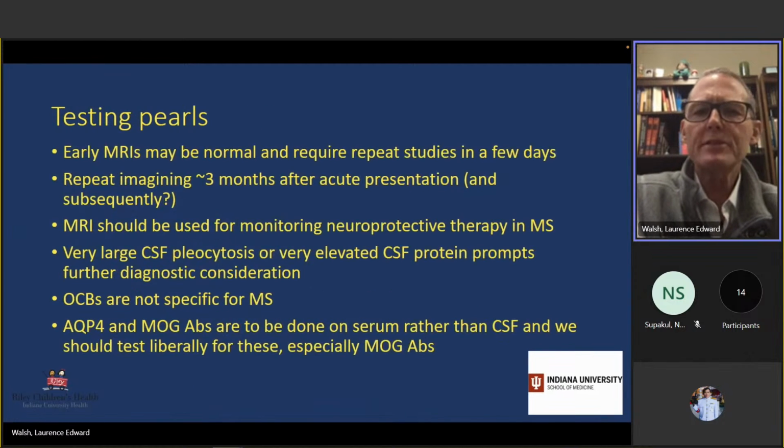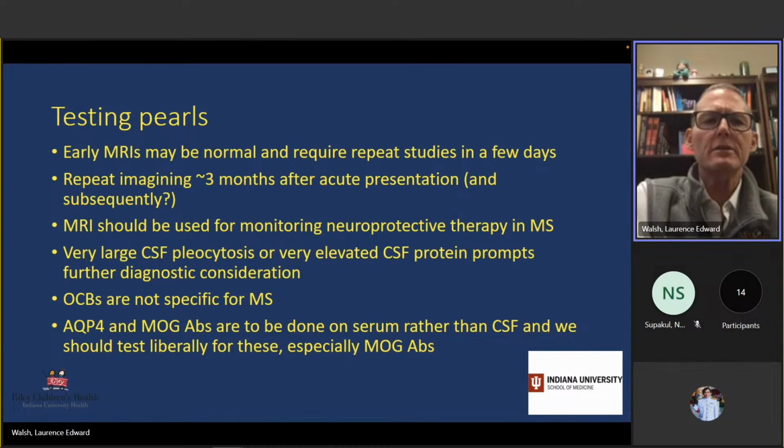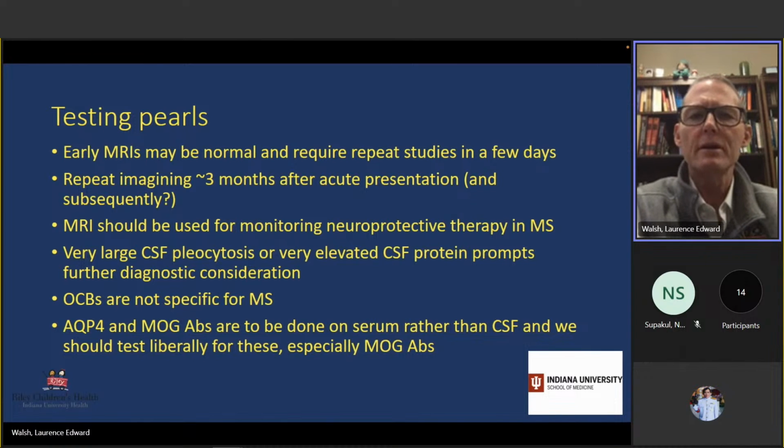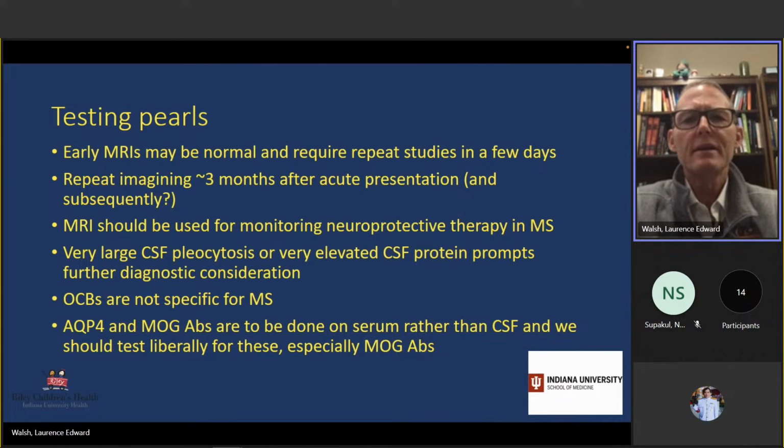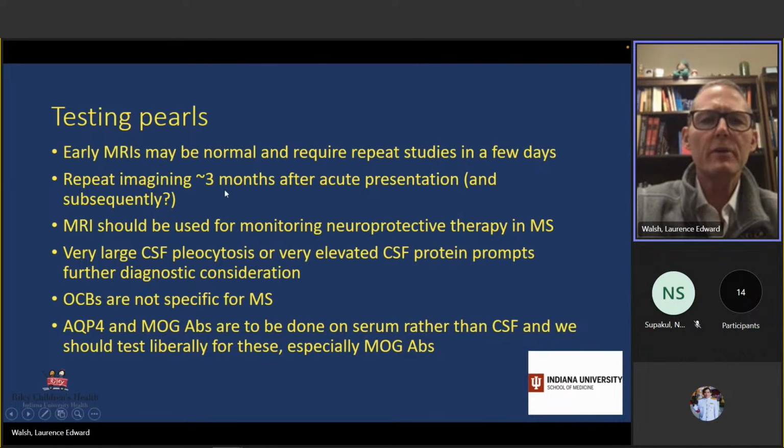Some of the testing pearls I think about: early MRIs may be normal and require repeat studies. I think generally we all want to repeat imaging a few months down the line. We should be using MRI once we start the neuroprotective therapies. It makes us worry when the spinal fluid is atypical. Oligoclonal bands are not specific for MS, but they are concerning for it. And we should do a lot of these antibodies, and this is something we harp on people about nowadays.